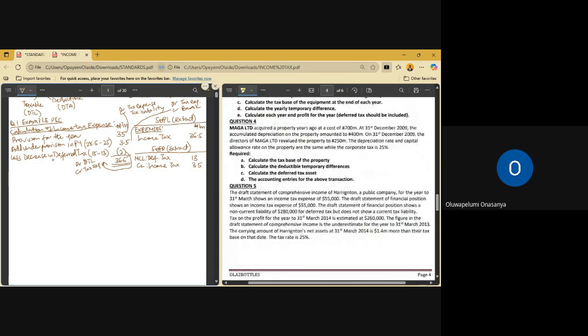Question 5. I don't understand anything. I don't understand the balance sheet statement.